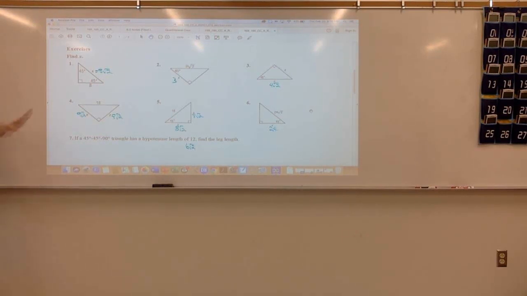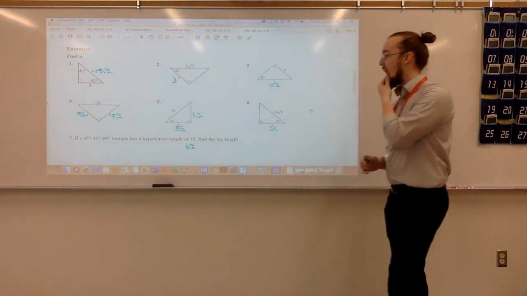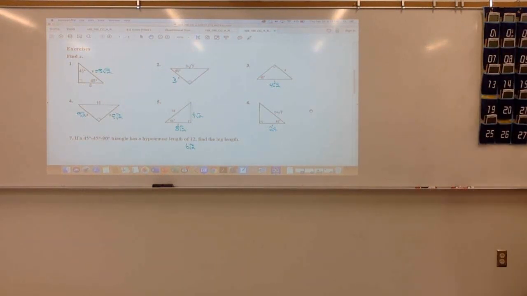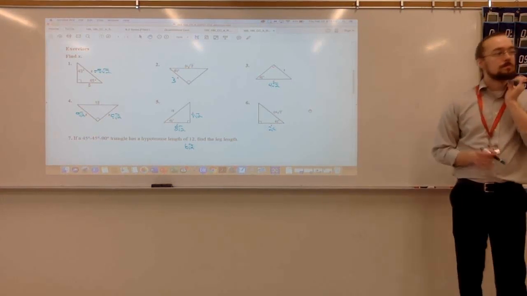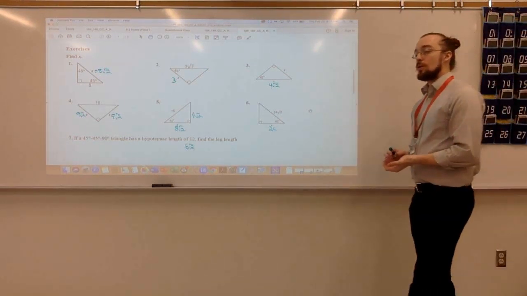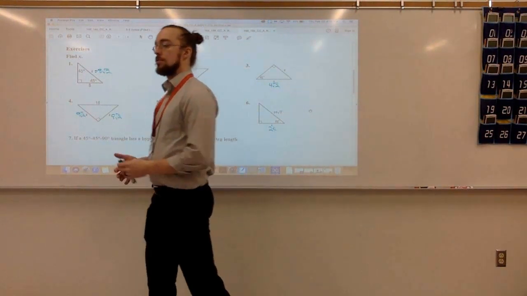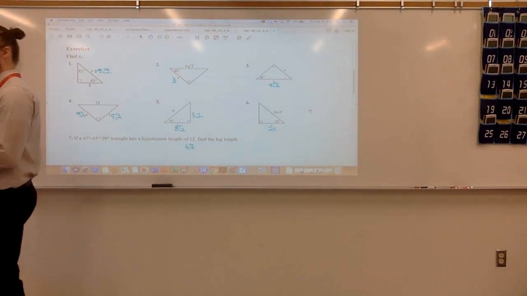So the point of this section is to give you that shortcut so that it is less work for these triangles. Well, the square root of 2 is a decimal. It's like 1.41 something. So if you actually put this in a calculator, you'll get a decimal.